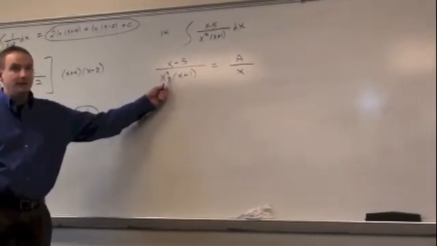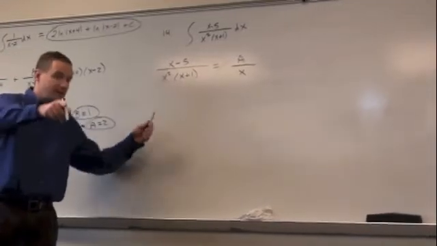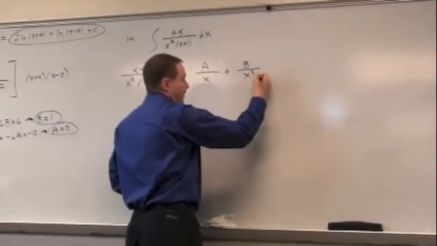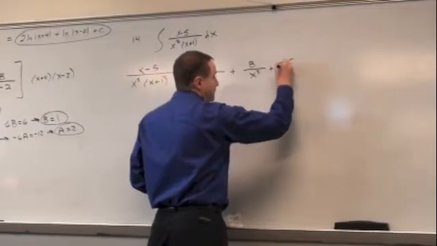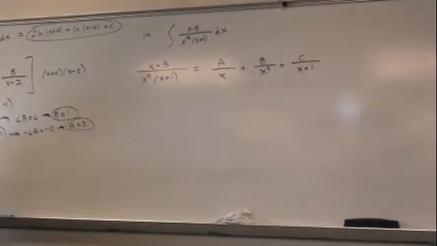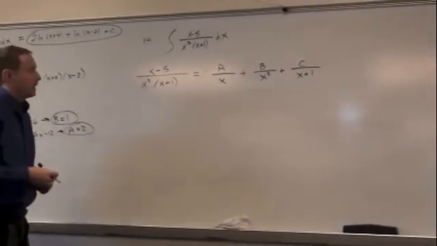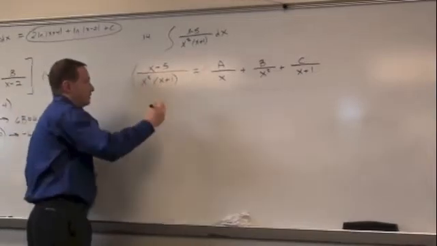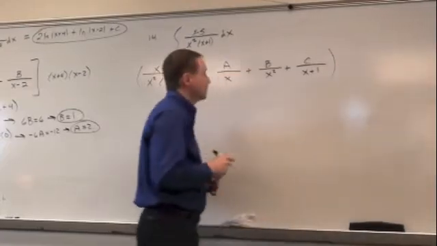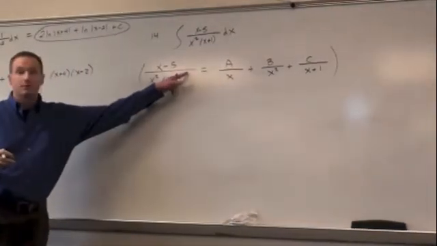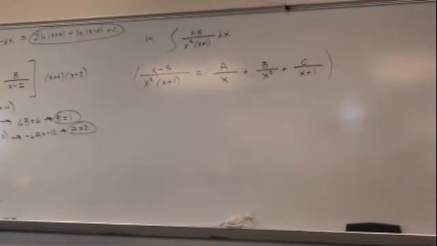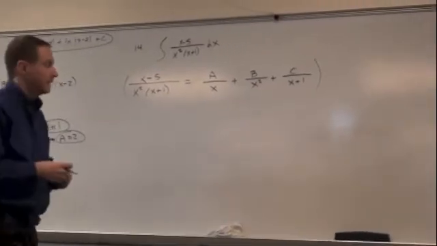If this were an x cubed, I'd have a over x plus b over x squared plus c over x cubed. Plus c over x plus 1. You wouldn't cube the x plus 1? No, it's just x plus 1 to the first. But if it said x cubed in the very beginning one, then it'd be c over x cubed plus d over x plus 1, if that was the case.